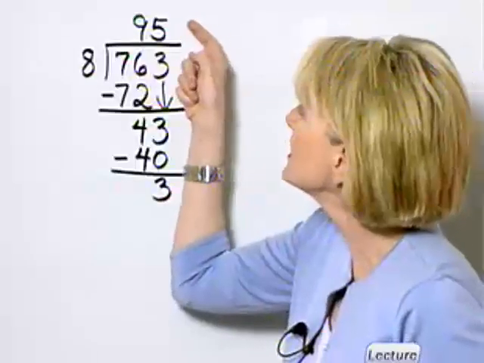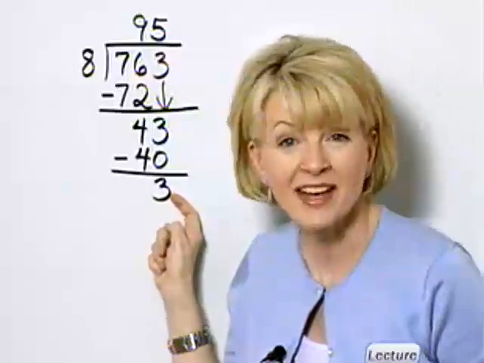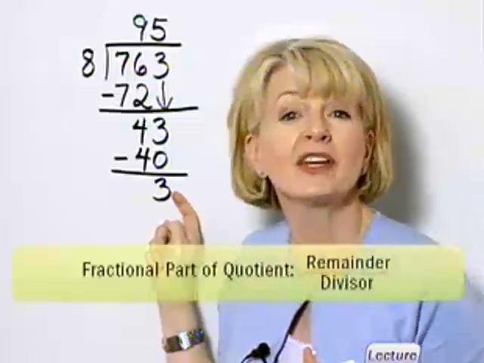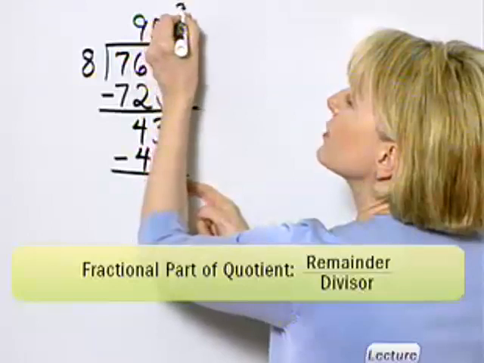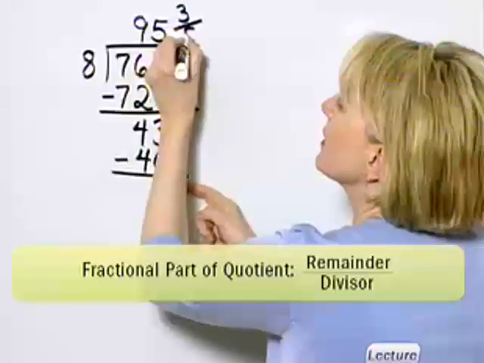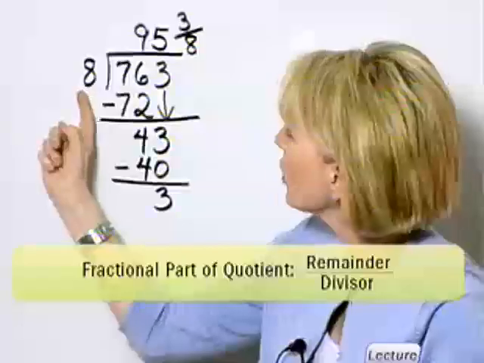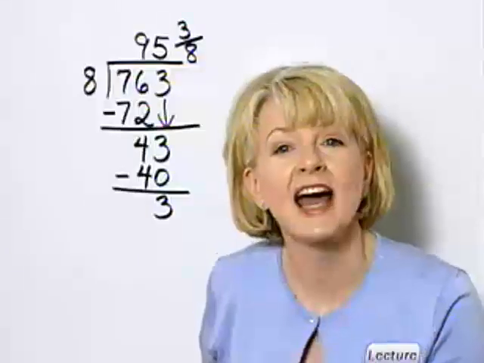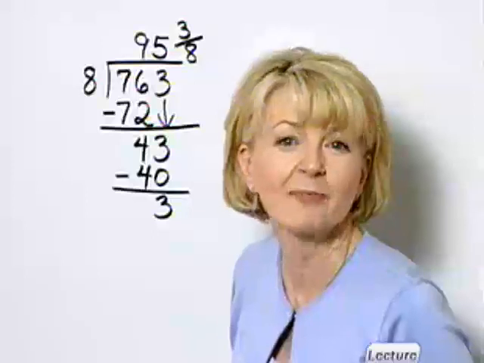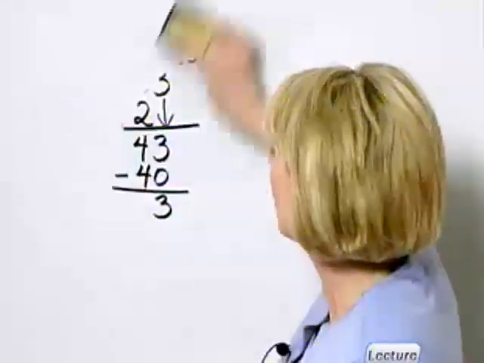Well, the quotient is 95 remainder 3, or don't forget we can write this as 95 and 3/8, the remainder over the divisor. Keep that in mind because that's how we will long divide polynomials. So let's practice that.